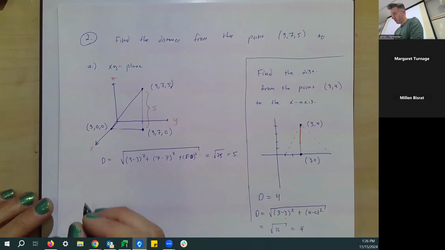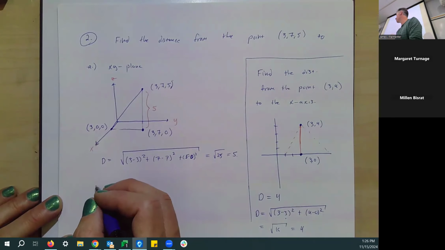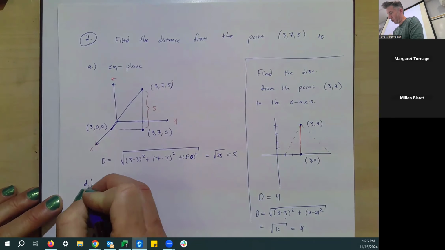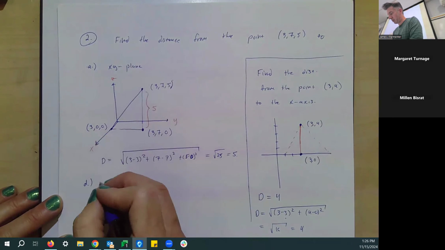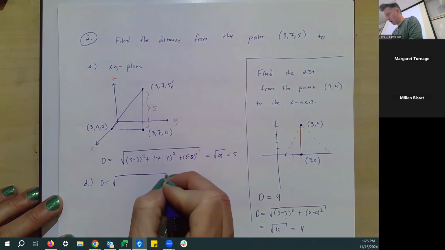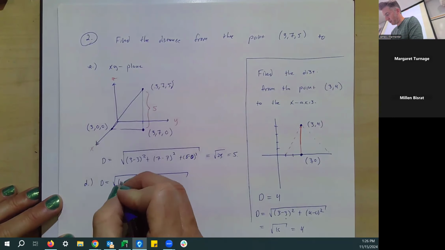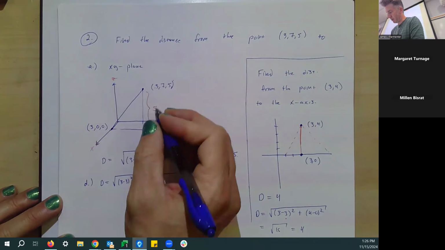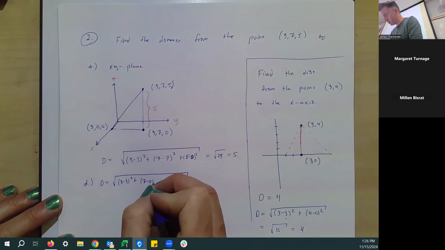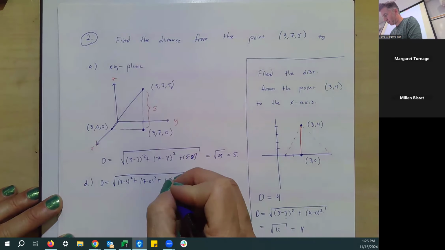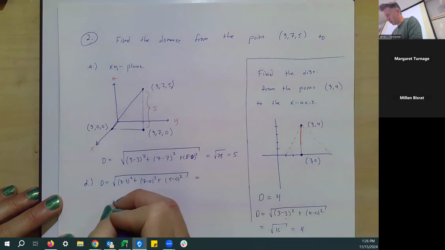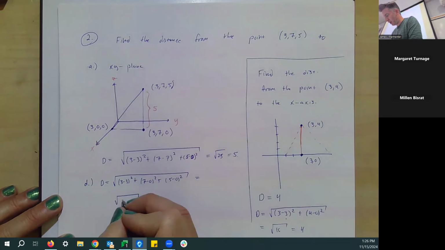So then to find the distance between our point and the x-axis, it's going to be, again, the square root of (3 minus 3) squared plus (7 minus 0) squared plus (5 minus 0) squared. And that's going to be the square root of 49 plus 25, which is the square root of 74.